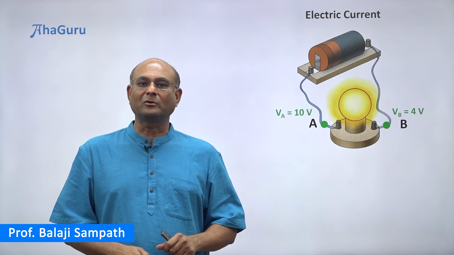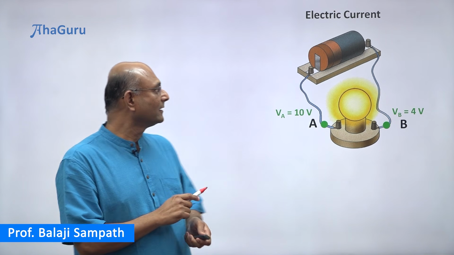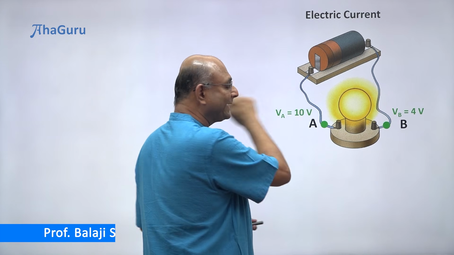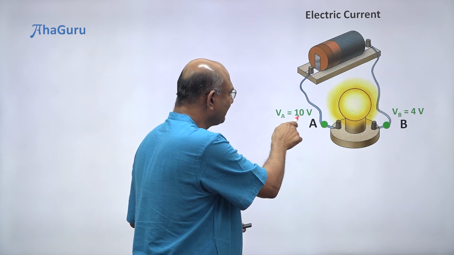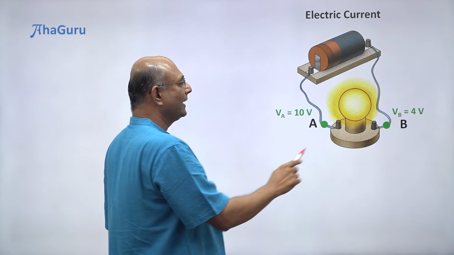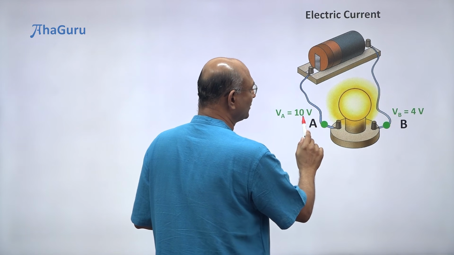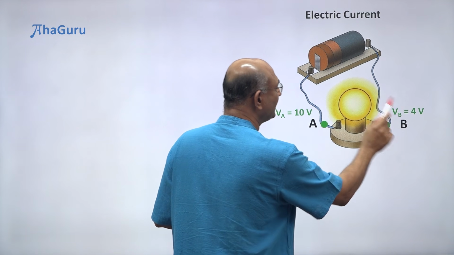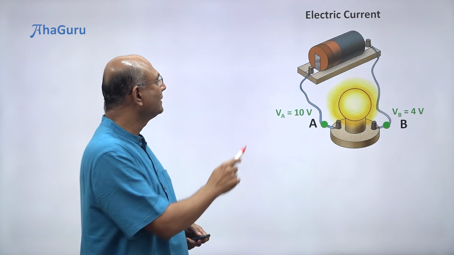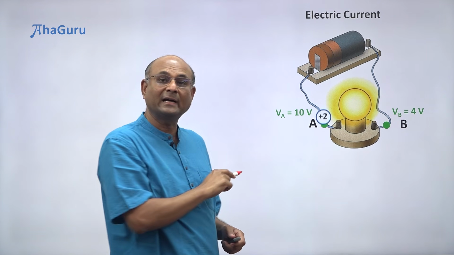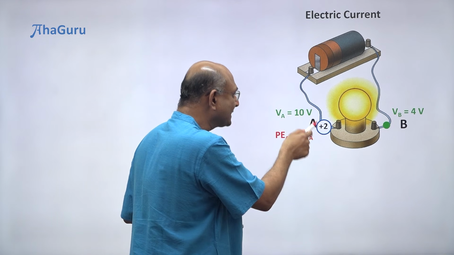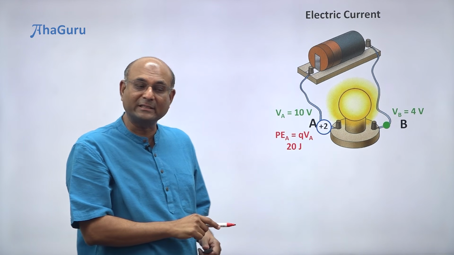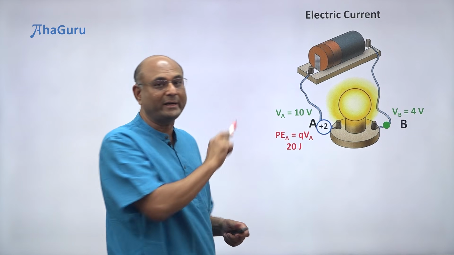Let us now learn about the concept of electric current. This battery is making this bulb glow by putting in a potential here which is 10 volts at A and a potential at B which is 4 volts. So there is a potential drop from A to B. This battery sends a charge, let us say 2 coulomb charge to A. When this charge is at A, it has a potential energy of 2 into 10, 20 joules.